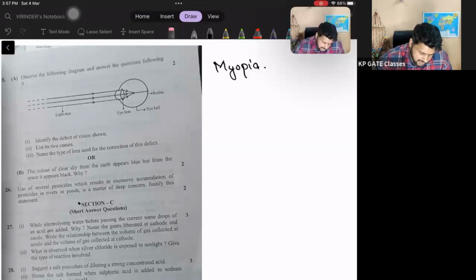Name the type of lens used for the correction of this defect. A concave lens is used for correcting it. So this is a very easy question again.